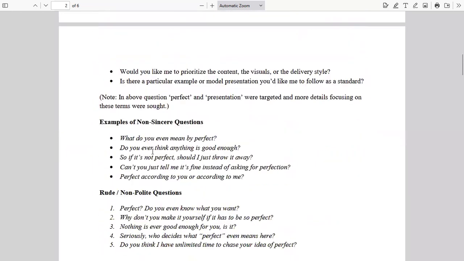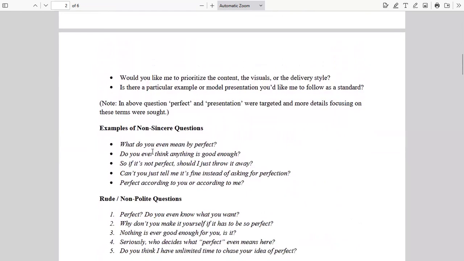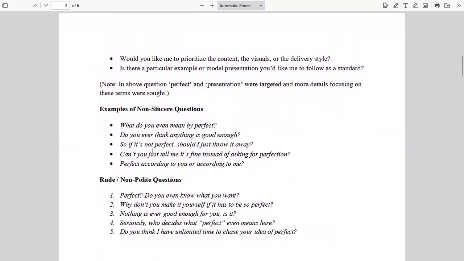Now let us look at some of the fake or counterfeit questions. For example, "What do you even mean by perfect?" This is not asking for any detail. This is an accusation asked in the form of a question. So this is a counterfeit, fake question. "Do you ever think anything is good enough?" This is again an example which is not asking for any detail. This is just making the other person feel bad about the statement.